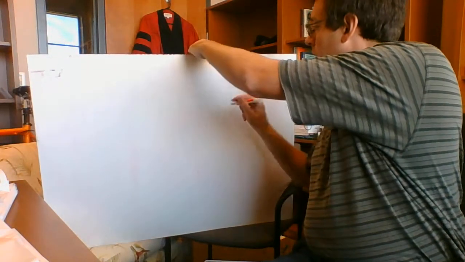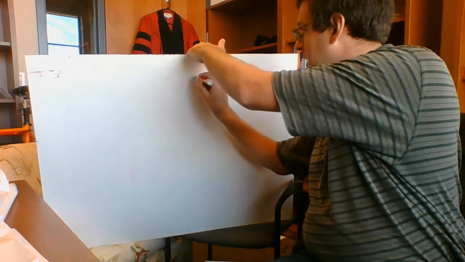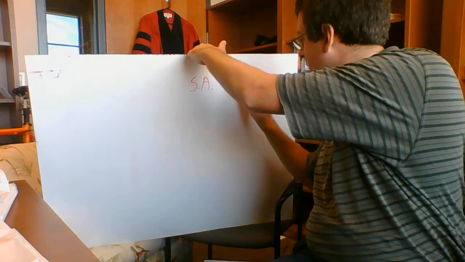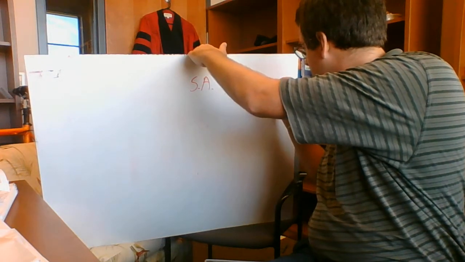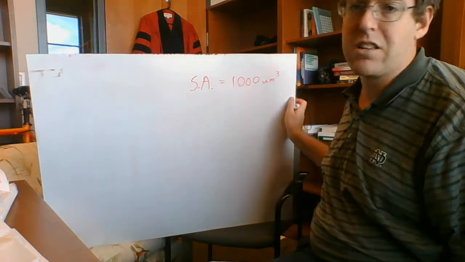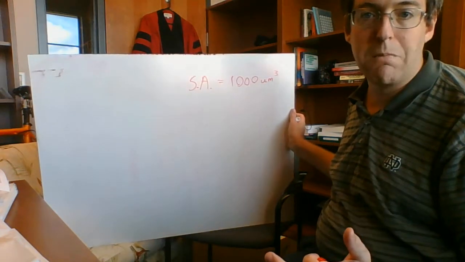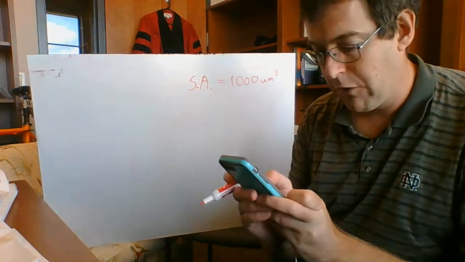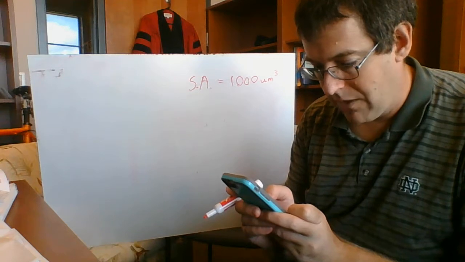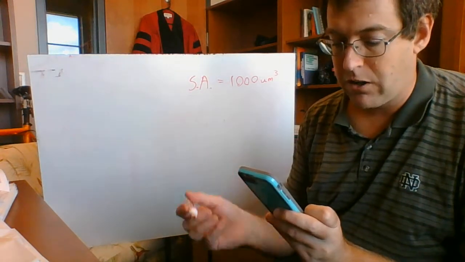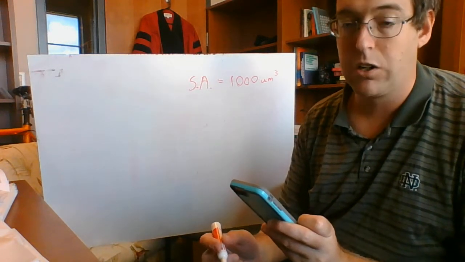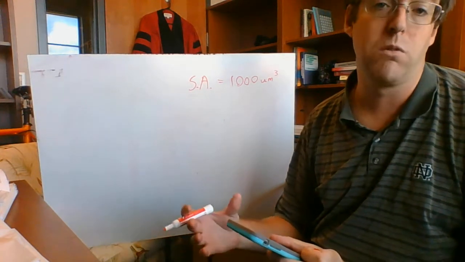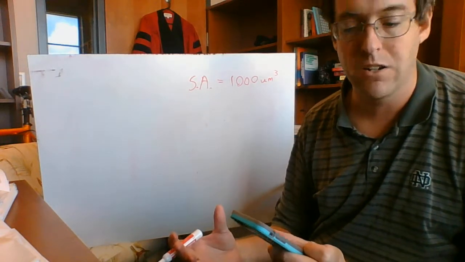We're going to assume that the surface area of our eukaryotic cell is 1,000 micrometers cubed. I'm just going to make the math a little bit easier here. If we read this part of the problem, it asks how the surface to volume ratio changes. So we're going to need to determine the surface area of this patch with these microvilli. That's the first thing we need to do.